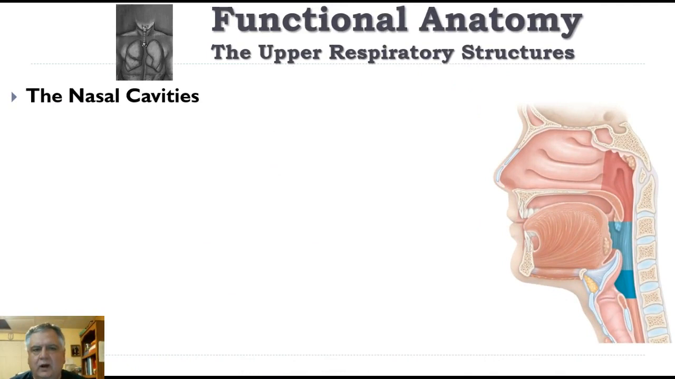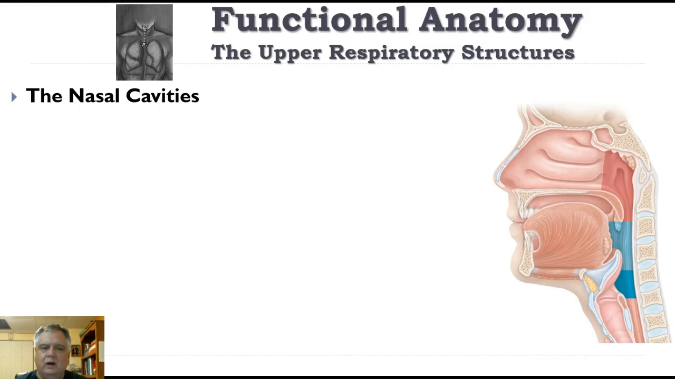So how does the respiratory system do that? Well, before we can get into the physiology of it, let's take a look at the functional anatomy of the respiratory system. What are the structures that compose the respiratory system? Now, the respiratory system is a fairly complex system, and so what we do is we divide the system up into what we call the upper respiratory structures and the lower respiratory structures.